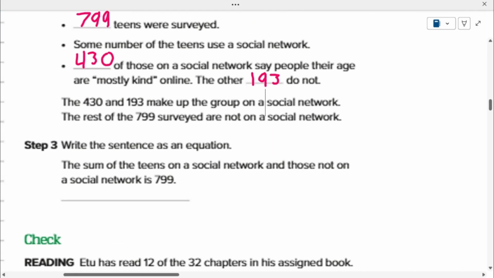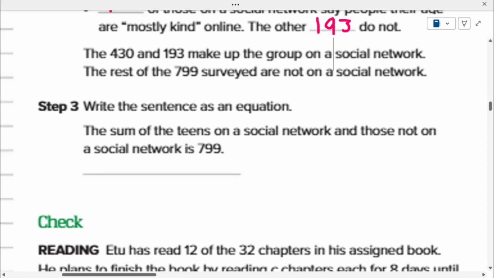Okay, so the 430 and 193 make up the group on a social network, and the rest of the 799 are not on a social network. So they want us to write a sentence as an equation. The sum of the teens on a social network and those not on a social network is 799.